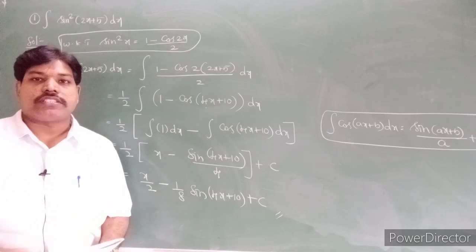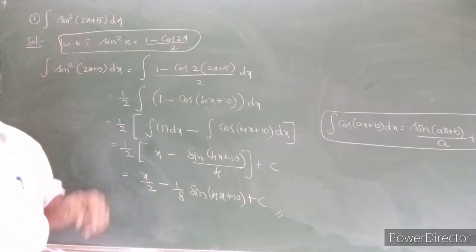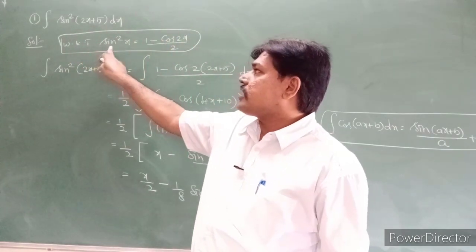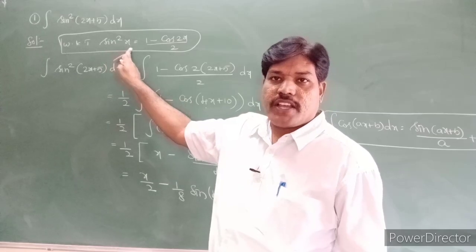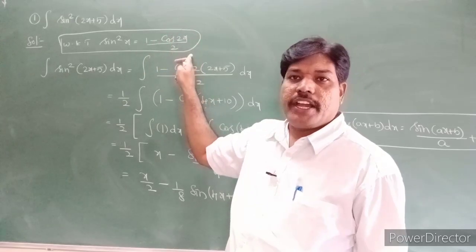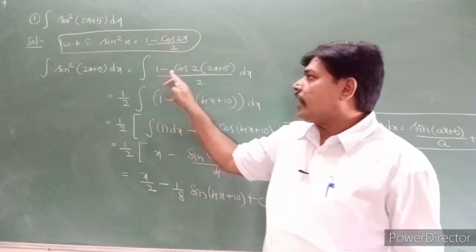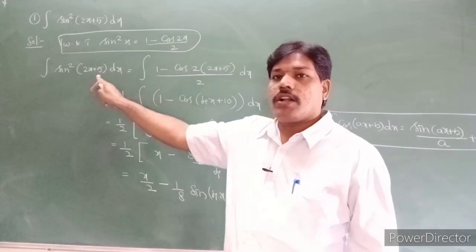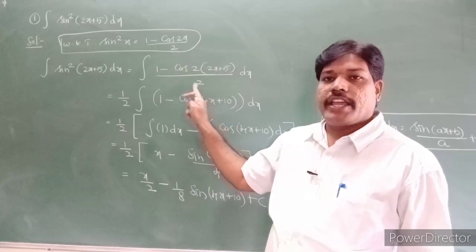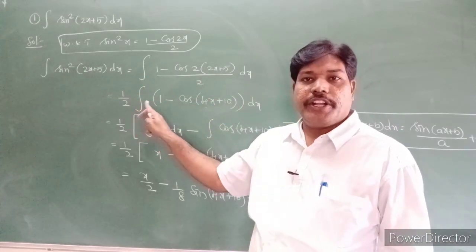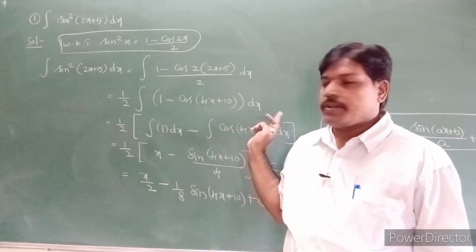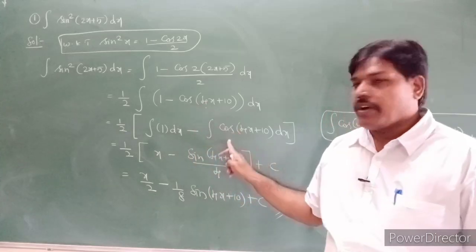So see students, what is that question? Integral of sine square 2x plus 5 into dx. You don't have the sine square x integral directly, but the sine square x formula is there. The sine square x formula is 1 minus cos 2x by 2. So in the place of x you have 2x plus 5. So 1 minus cos 2 into 2x plus 5 by 2. Take this 2 outside, it will become 1 by 2 into integral of 1 minus cos of 4x plus 10 into dx. Integral of 1 minus integral of cos of 4x plus 10.